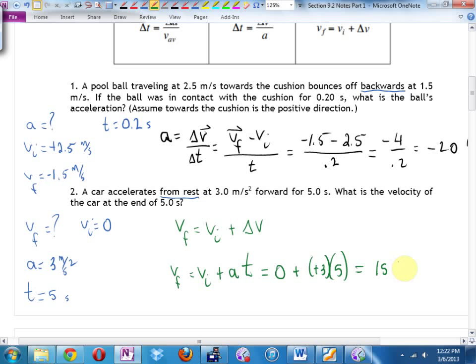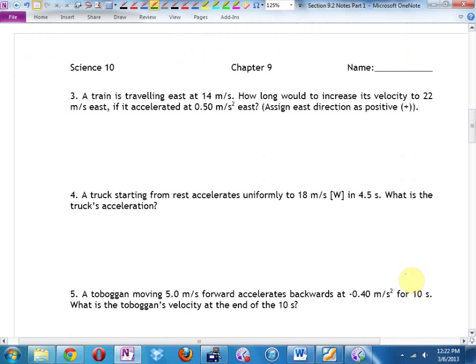What did we find? V final. What do we measure velocity in? It's either meters per second or kilometers per hour, depending on what you started with. Those are our two velocity units for the most part in physics. Kilometers per hour if you're on a road, but in physics we much prefer meters per second. Now we're starting to predict the future. We can start to predict how fast something is traveling given a certain acceleration. Next page.